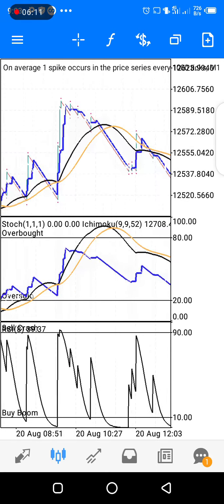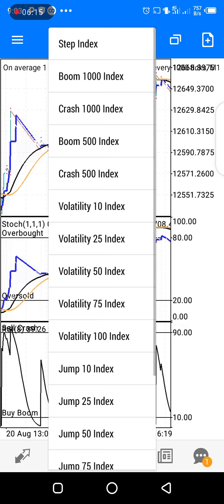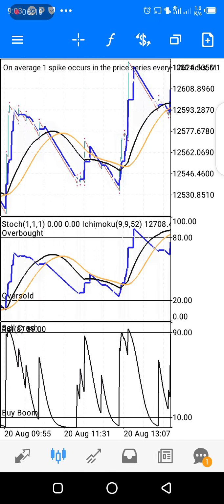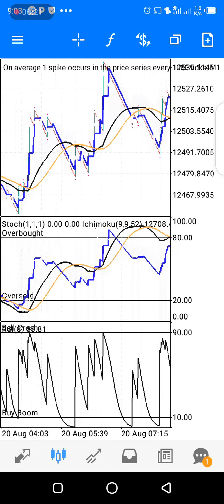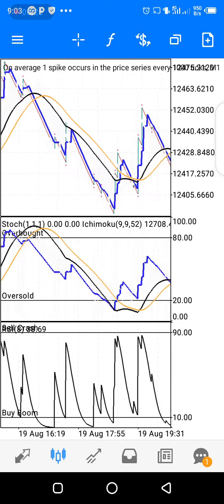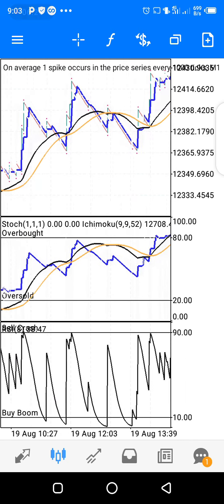All right. So we're going to do a little back testing here. Now this market is Boom 1000. In Boom 1000, the spikes go up and the candles come down. So that's how Boom 1000 is. So I'm going to show you how this indicator works.